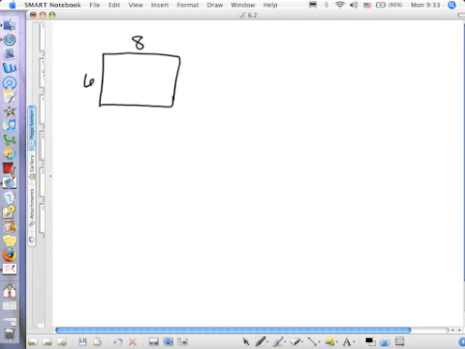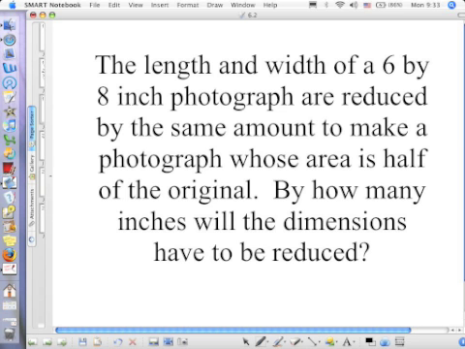Okay, well, let's start with the 6 by 8 inch photograph. What's the area of it? 48. Okay, so the original area is 48 square inches. Now it said each dimension will be reduced by the same amount. What is that amount? We don't know. So what do we call it? X. So if I'm going to reduce 8 by x and 6 by x, isn't that going to be my new length and width? And it says that the new area is going to be half of the original area.